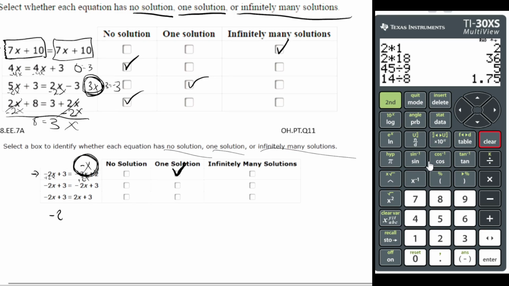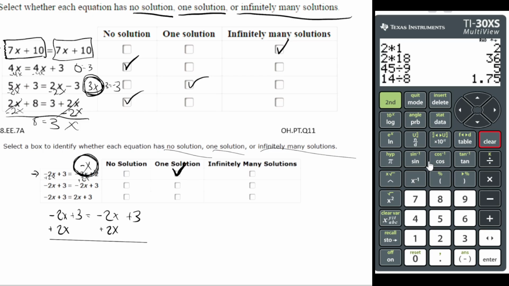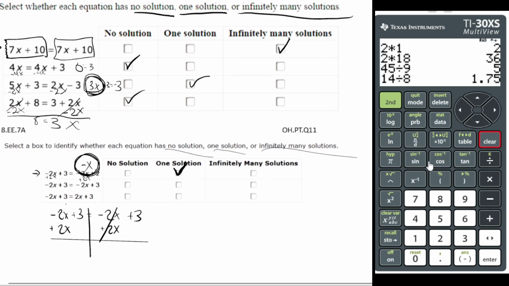Negative 2x plus 3 equals negative 2x plus 3. You're going to go through the work of moving over the negative 2x by adding it. Cancel, cancel. You get 3 equals 3. That matches, so that's infinite.